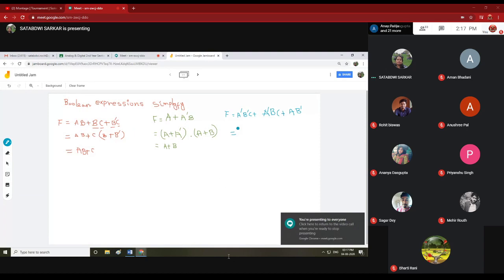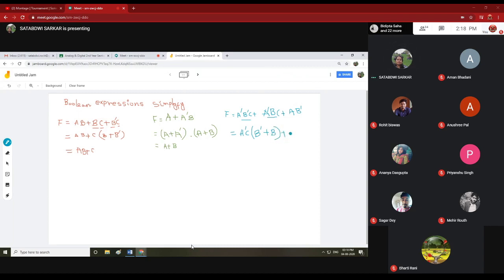So we can see from the first two terms, that is A bar B bar C and A bar B C, that C is common. So we can take A bar C as common from this term and from this term. So here B bar remains and here B remains.